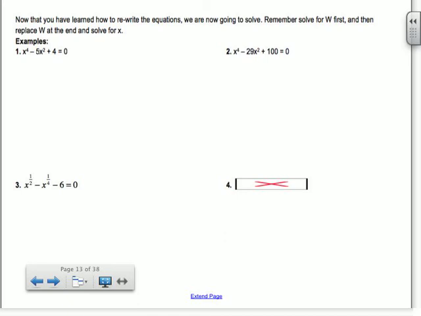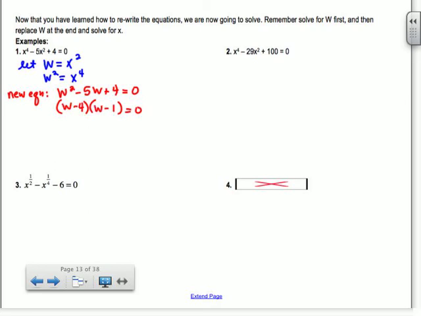All right, so what I'm going to do is I'm going to let W equal x to the second. So that way if I square both sides, W squared is x to the 4th. So that means my new equation is W squared minus 5W plus 4 equals 0. And I can solve it. So I factor just like normal. So I get W minus 4 and W minus 1. And I solve for W. So I get W equals 4 and W equals 1.